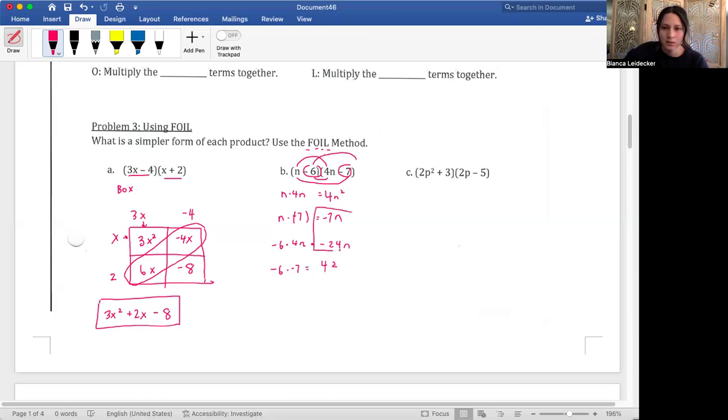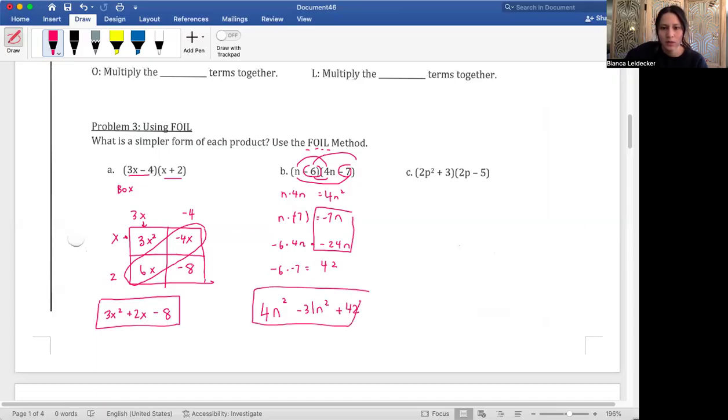These terms in the middle, similar to the box method, are usually like terms. So those can be combined. Negative 7n and negative 24n make negative 31n. So it'd be 4n squared minus 31n plus 42. And that is the final answer.